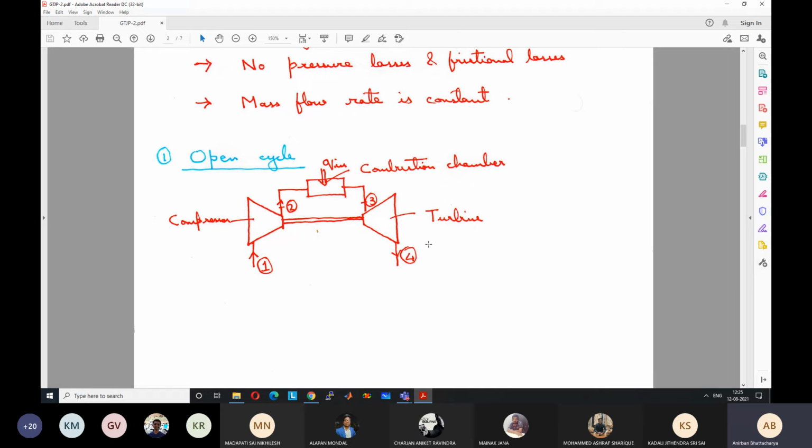Anyway, so after the expansion in the turbine, the enthalpy of the fluid is reduced. So the entire enthalpy is used up as work output. Some of the work is used for running the compressor, and the rest of it goes out of the cycle. The shaft is connected to the generator shaft. It is used for running the generator.